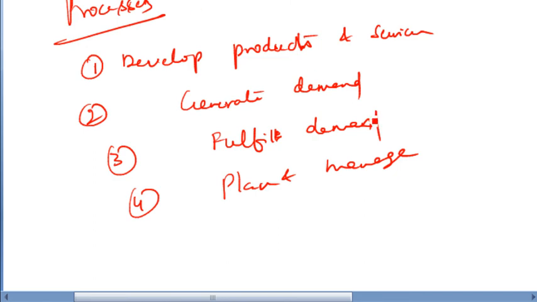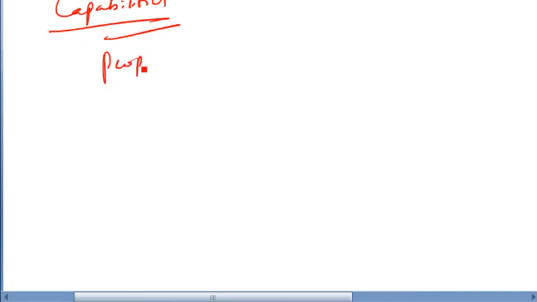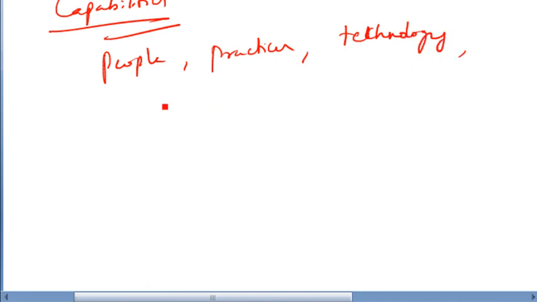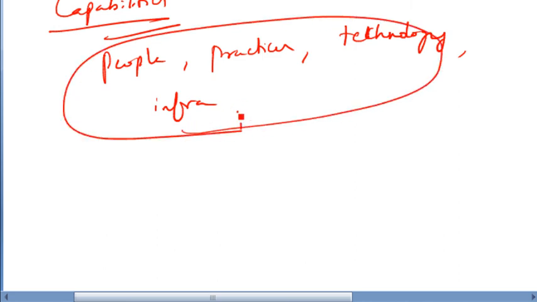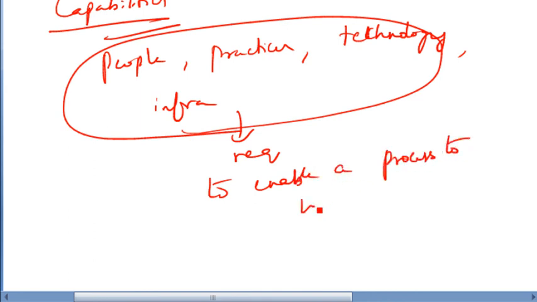And last but not least, we have got something called capabilities. This is the last facet of the performance prism. So, what do you mean by capabilities? The capabilities are the people, the practices that are being followed in the company, technology, infrastructure of the company, all these things that are required to enable a process to work.